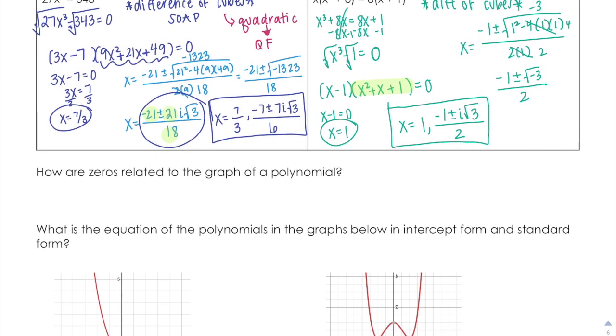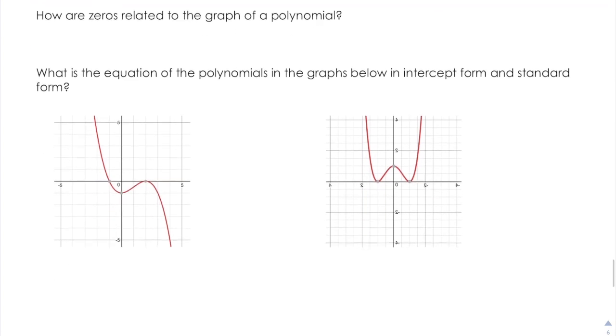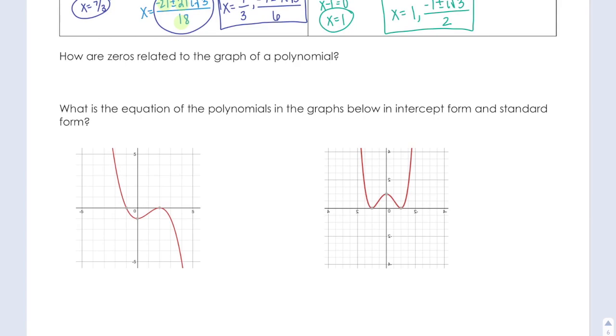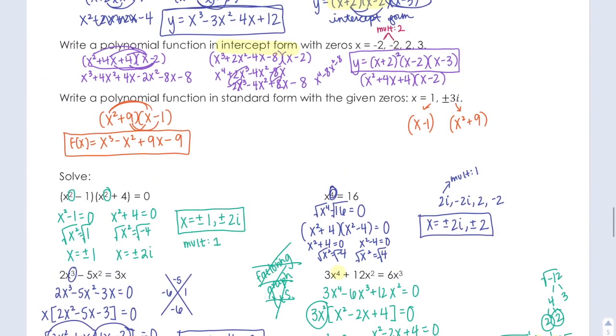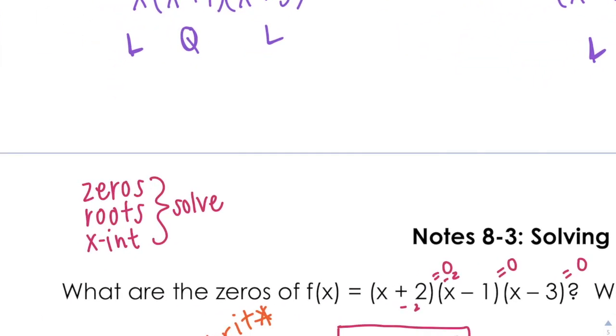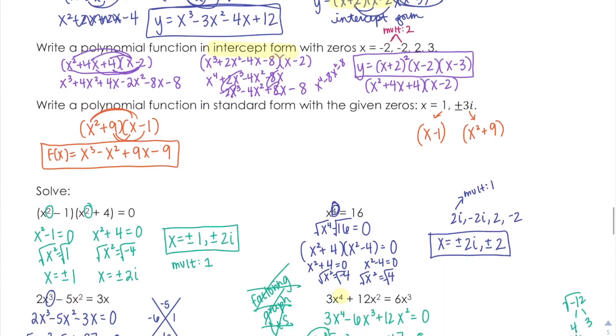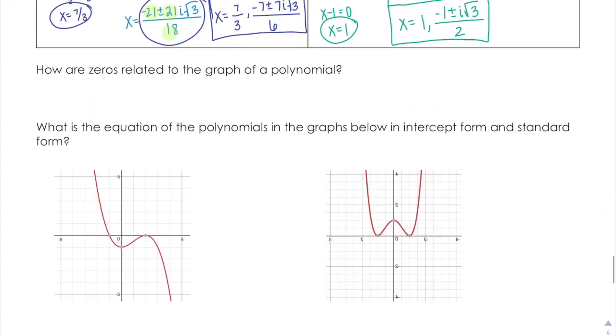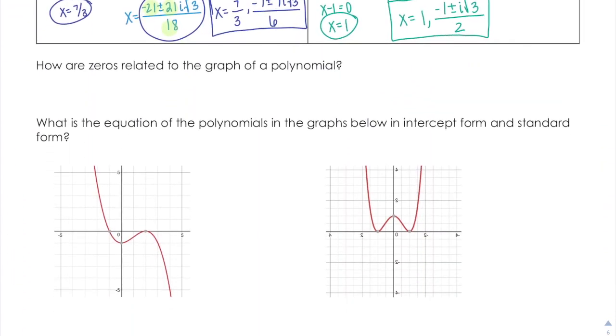Now, I know this video is long. It's in 4 parts. I'm going to take some time in the next one to talk about how the zeros are related to the graph of a polynomial. And it goes back to zeros mean roots and x-intercepts. So we're going to dive into that in the next video. What do you do when it's a graph, or how do you graph polynomials?